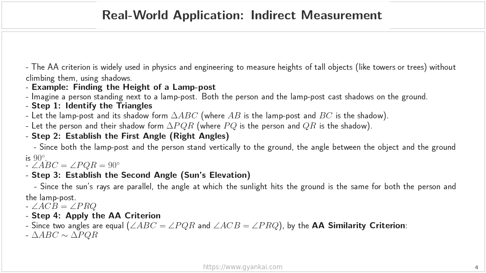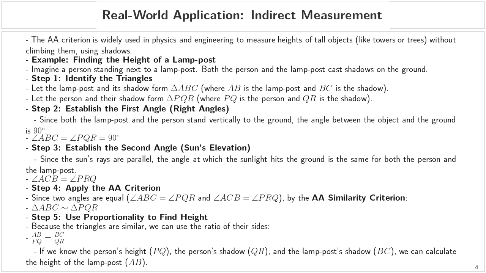Step 4, now we apply the AA similarity criterion we just learned. Since we have established that two angles are equal, the 90-degree angles and the sun's angle of elevation, we can formally state that triangle ABC is similar to triangle PQR.